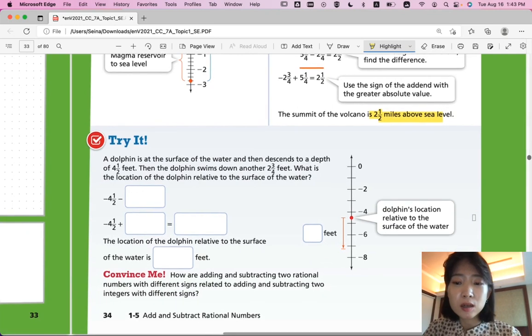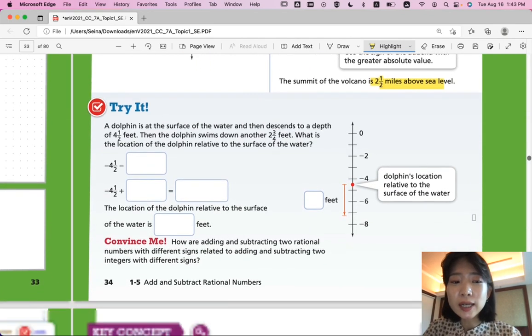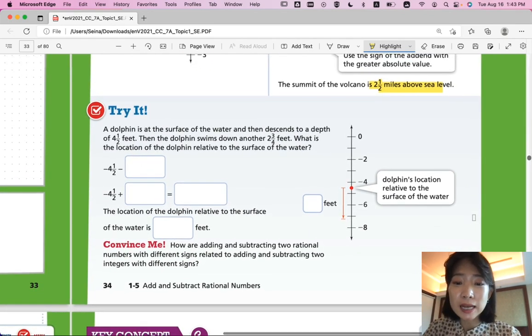So now it's your turn. Try it. A dolphin is at the surface of the water and then descends to a depth of 4.5 feet. Then the dolphin swims down another 2 3/4 feet. What is the location of the dolphin relative to the surface of water? See if you can fill in the blanks and figure out the answer. Come back when you're ready for the answer.